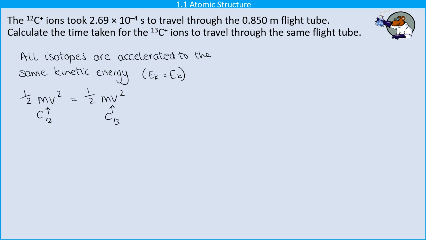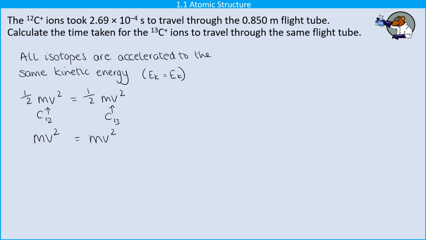The next thing I'm going to do is to get rid of anything I can get rid of. So by multiplying both sides of the equation by 2, I can turn this into just mv squared is mv squared. Now, strictly speaking, I could work out the exact mass of each isotope in kilograms like I did in some of the previous questions, but actually what I'm interested in here is the ratio between those masses. So I'm just going to use 12 and 13, and that's fine because mv squared doesn't actually equal something.